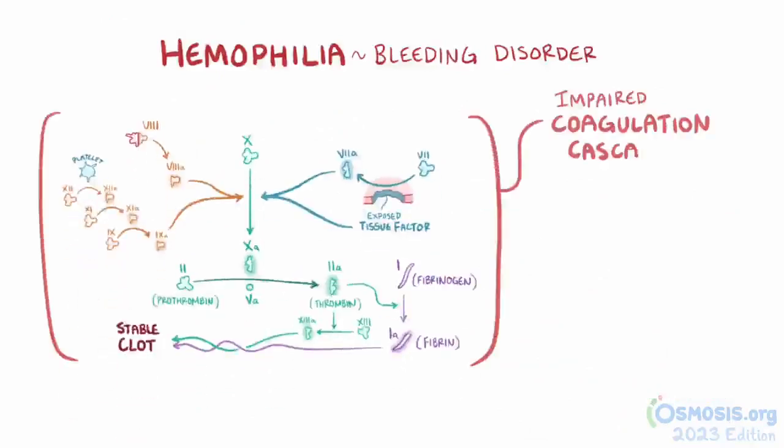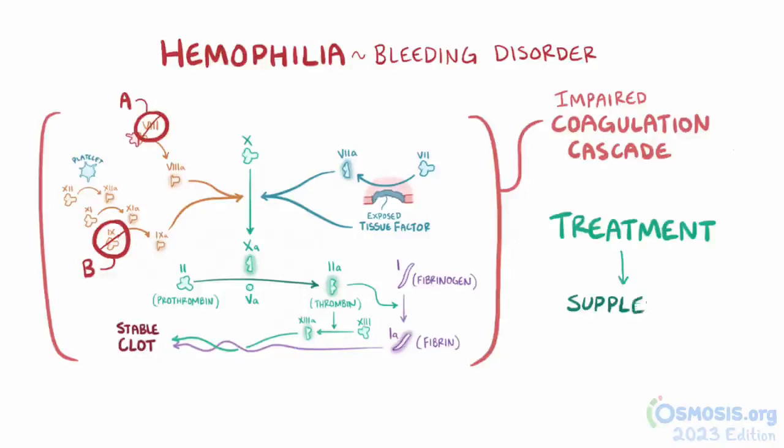All right, as a quick recap, hemophilia is a bleeding disorder that's caused by an impaired coagulation cascade. Hemophilia A is caused by mutations in the genes for factor VIII, and B is caused by mutations in the genes for factor IX. And these two are the most common genetic hemophilias, and are both treated by supplementing the missing clotting factor.